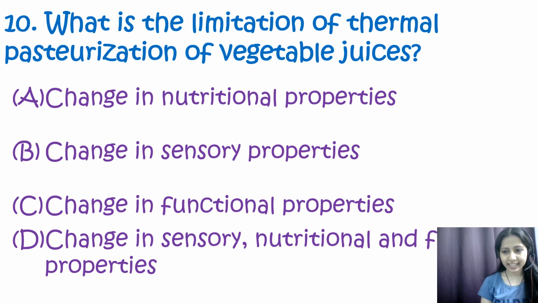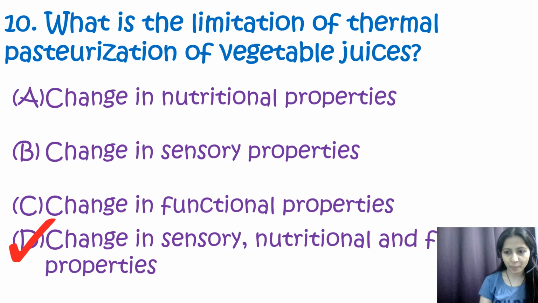So question number 10, that is, what is the limitation of thermal pasteurization of fruit and vegetable juices? So options are change in nutritional properties, change in sensory properties, change in functional properties, and change in sensory, nutritional and functional properties. So over here among the following, the most appropriate answer is D, that is change in sensory, nutritional and functional properties.